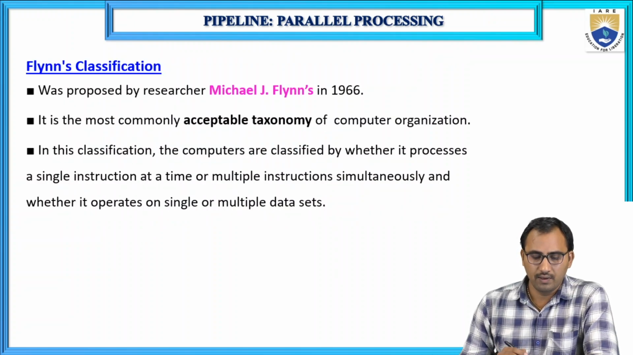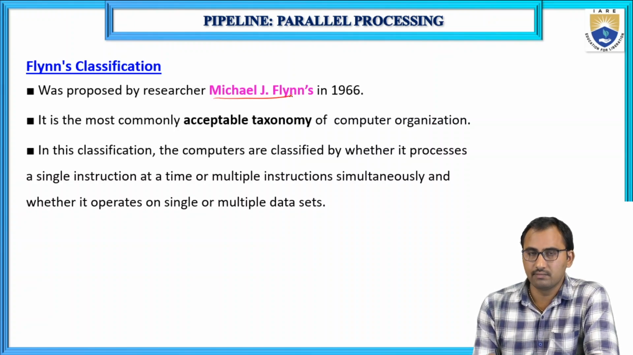And coming to Flynn's classification. This classification was proposed by Michael J. Flynn in 1966. He proposed a classification of computers, and that is called Flynn's classification. It is the most commonly accepted taxonomy of computer organization.